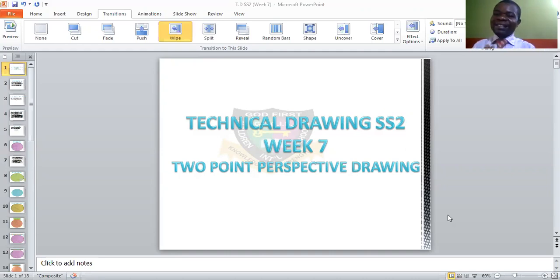Today we are looking at the one that has not just one VP, but two VPs, two vanishing points. That is what we'll be looking at today.